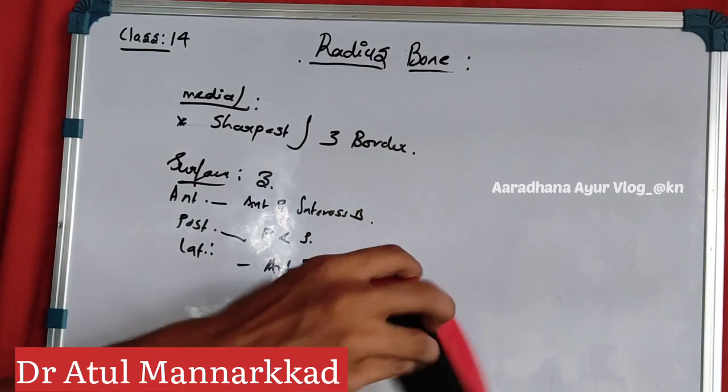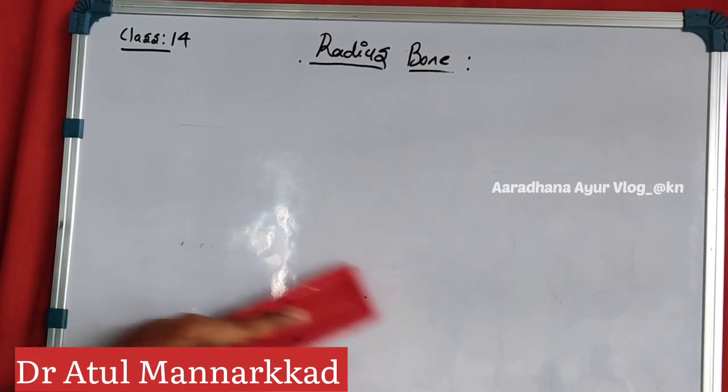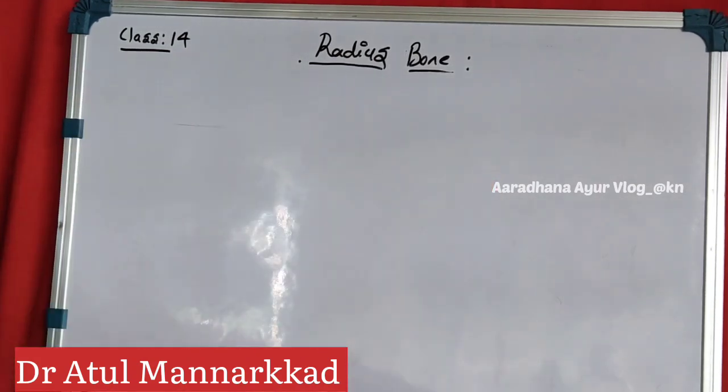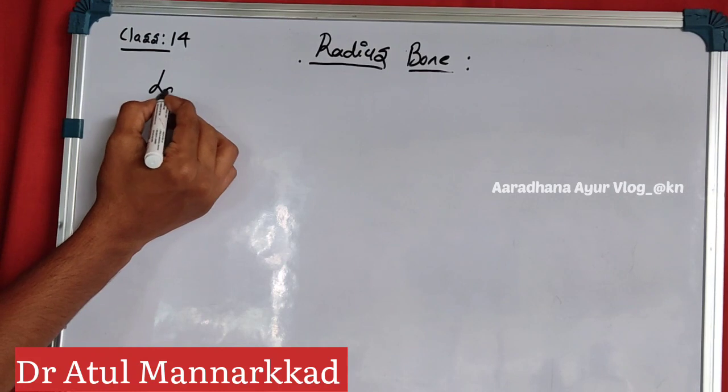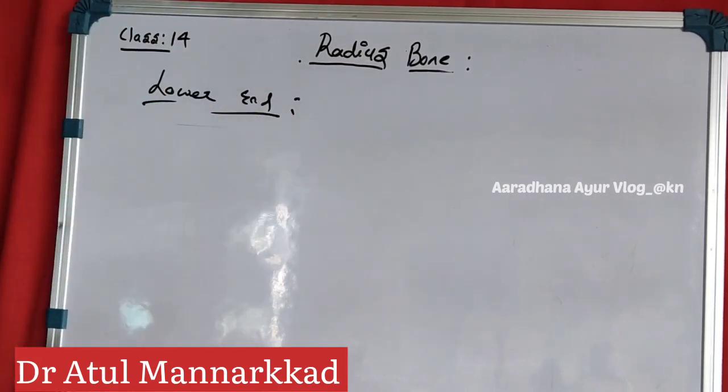So mainly you have to remember the shaft has 3 borders and 3 surfaces, and the sharpest of the 3 borders is the medial or interosseous border. Next, let's discuss the lower end. We have discussed the upper end: head and neck. The upper end is circular, or disc-shaped, and articulates with the capitulum of the humerus bone.